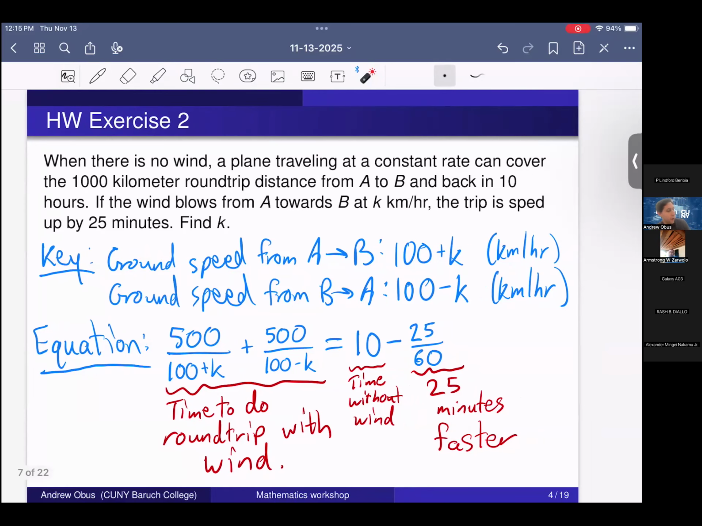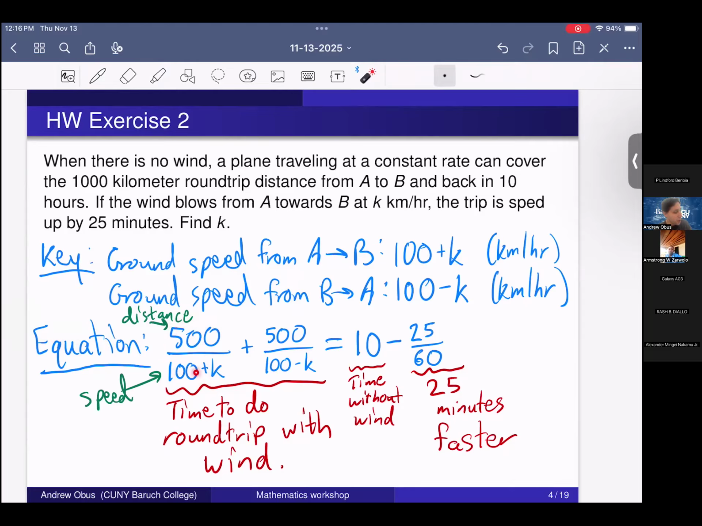Okay, so we have our k, right? So the ground speed, this 100 plus k is the ground speed from A to B, and the 100 minus k is the ground speed from B to A, right? So what do we have here? 500 kilometers is the distance from A to B, right? Because it says 1,000 is the round trip. So 500 kilometers is the distance from A to B, right? So this here, it's kind of like the last problem. This is a distance, and this here is a speed. So if you do the distance divided by the speed, that gives you a time.